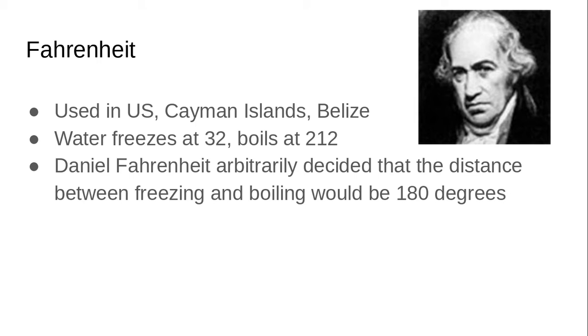So we have this very weird scale that just has some very random numbers on it: 32, 212, 180 degrees between. It's not the best temperature scale. It doesn't really make much sense, but it's the one that we're used to and that we use on a daily basis. So Fahrenheit is one temperature scale.